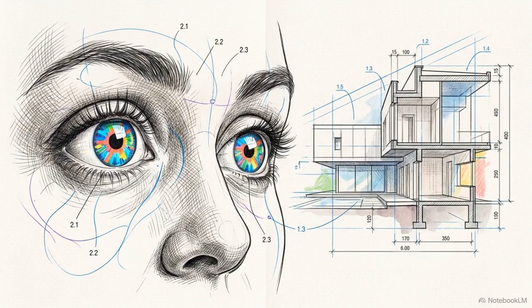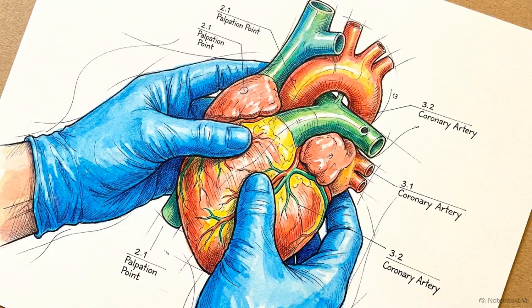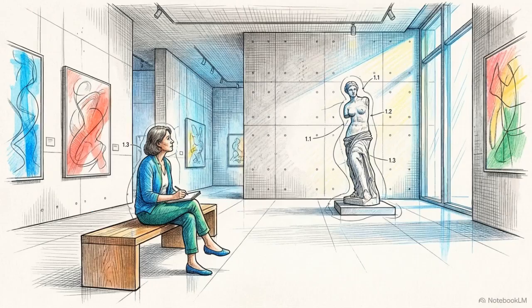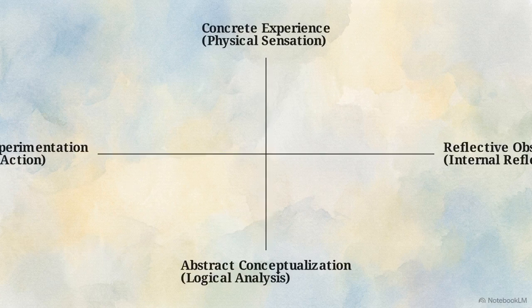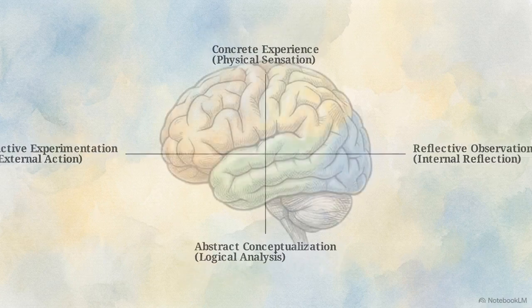Kolb's cycle is driven by the resolution of dialectical tensions. The first is the axis of perception, the cognitive conflict between immersing yourself in the physical sensation of an experience and stepping back to analyze it logically. You can't do both simultaneously. This diagram illustrates the second tension, the axis of transformation.